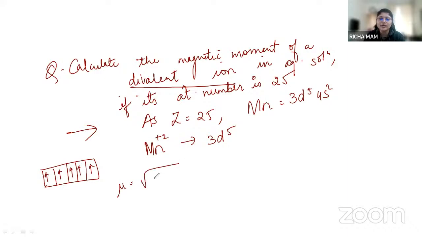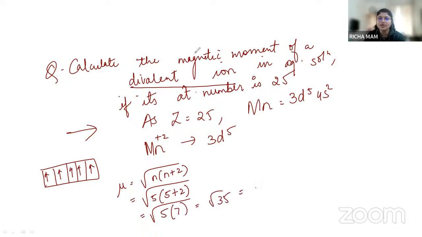So mu is equal to square root of n into n plus 2. So 5 into 5 plus 2, so it is 5 into 7, so it is 35. After solving, how much are you getting? Take the square root of 35, which is 5.91 Bohr magneton. Yes, correct. Shri Varuni and Nafisa have answered it right. Good. Okay. Next question.